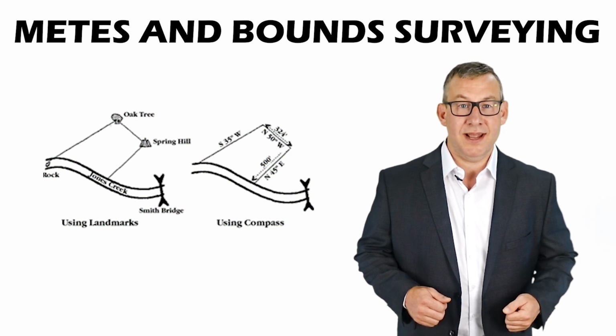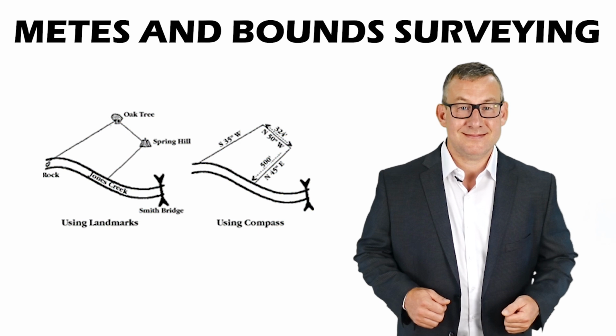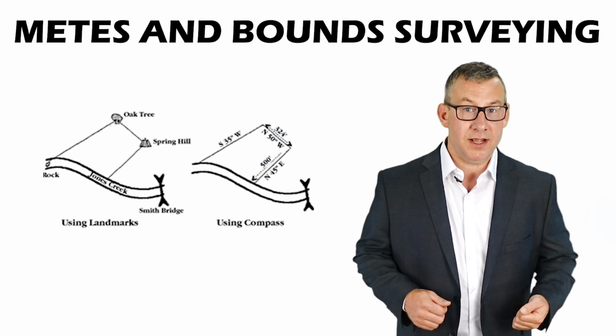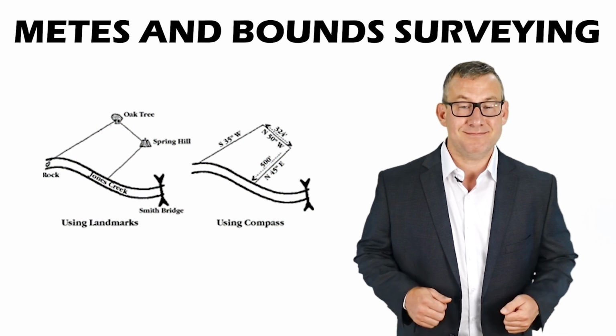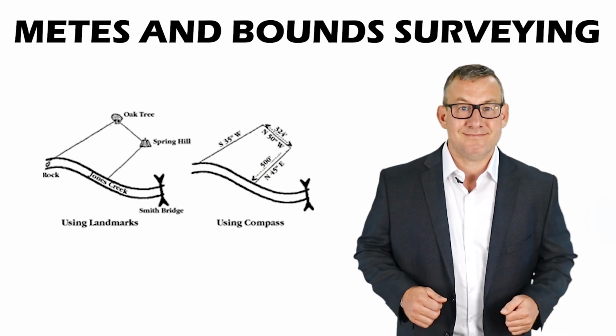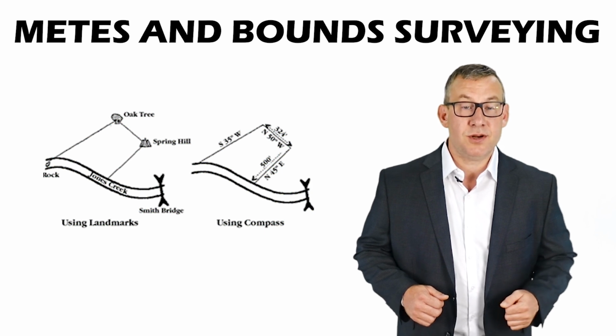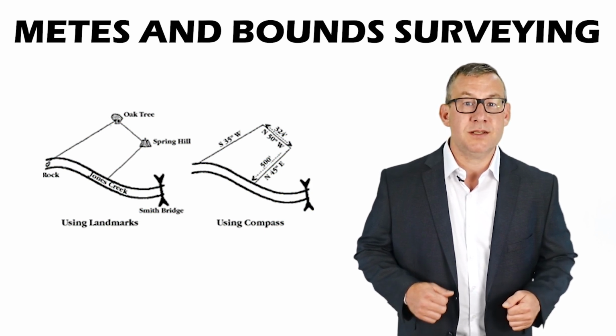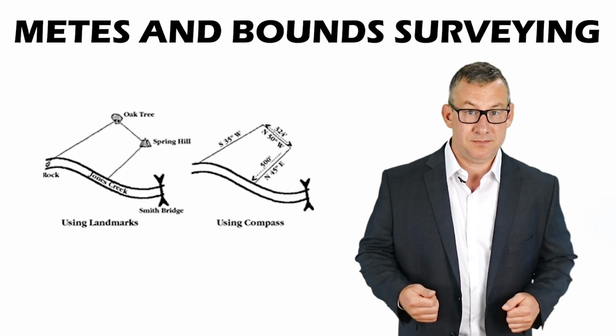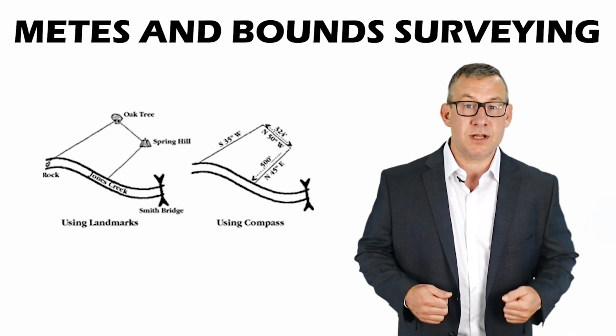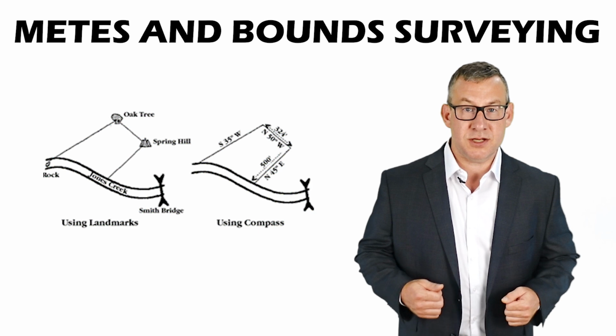Metes and bounds surveying. Metes and bounds surveying was the most common way of surveying before the public land survey system. Metes and bounds surveying describes parcels relative to features on the landscape. Those descriptions are supplemented with angle or distance measurements.